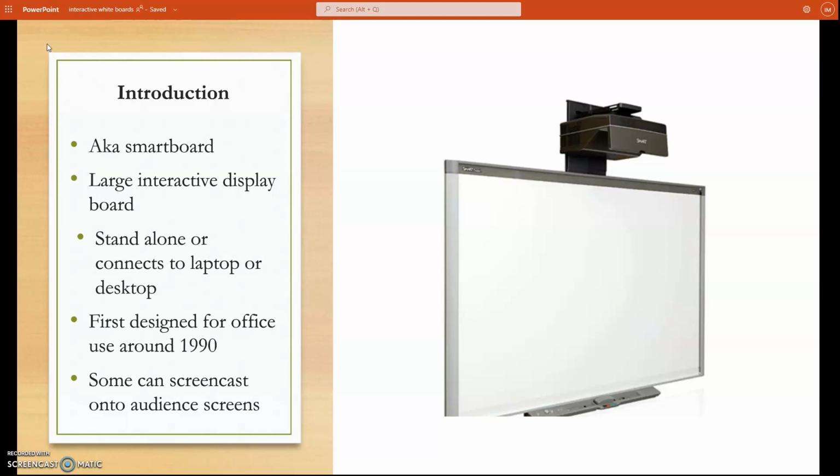Introduction. Interactive whiteboards, also known as smartboards, are large interactive display boards that allow users to broadcast presentation media for their audience to see. These boards can either be independent computers or touchscreens that connect to a laptop or desktop computer as a projector of sorts. They were first designed and distributed for office use in the 1990s, and now they can be found in classrooms all over. Some newer models of smartboards have the function to screencast onto student screens, given the students are using compatible technology to interact with the content.